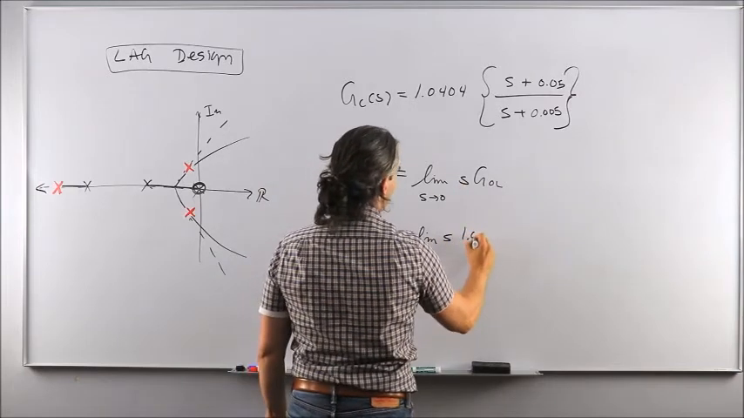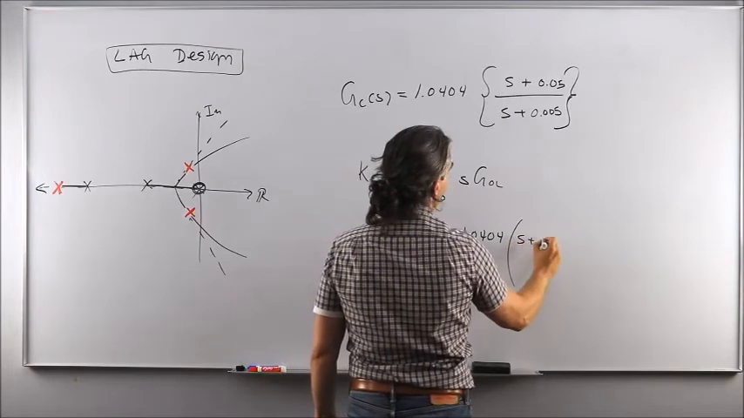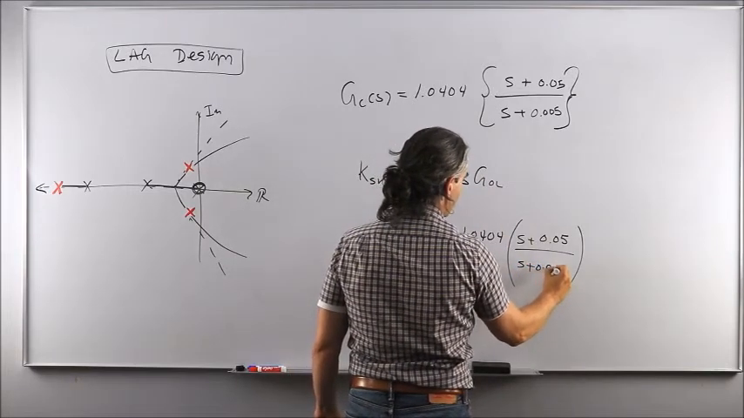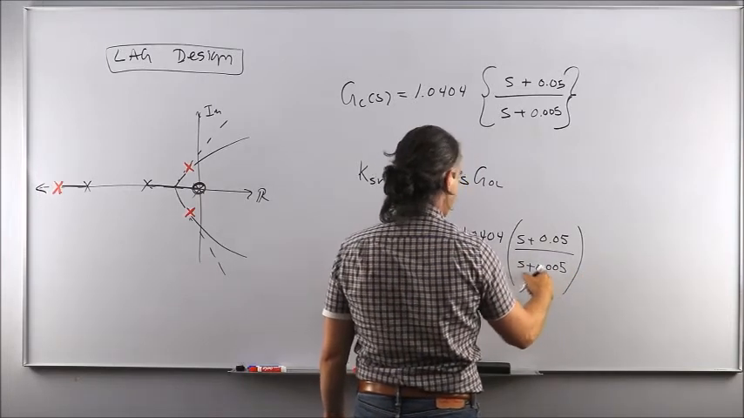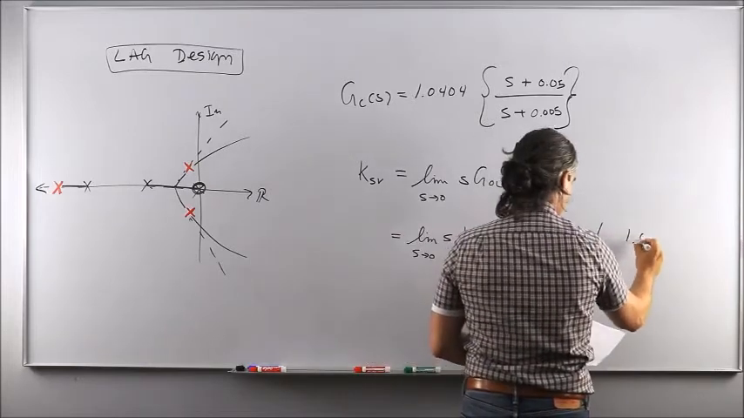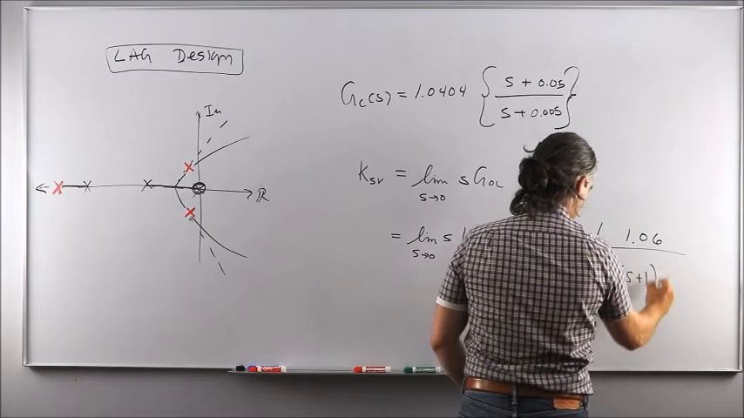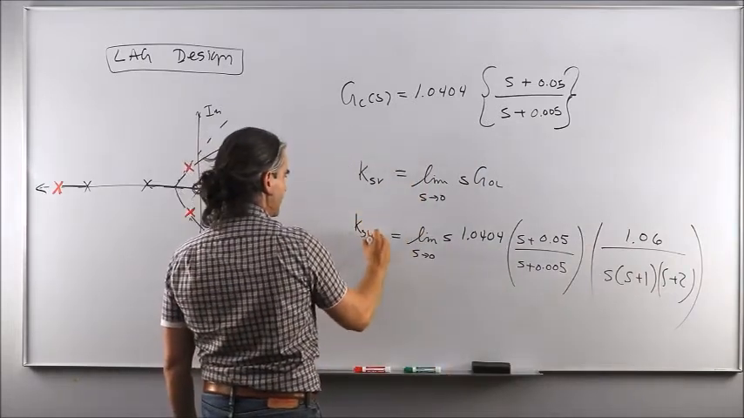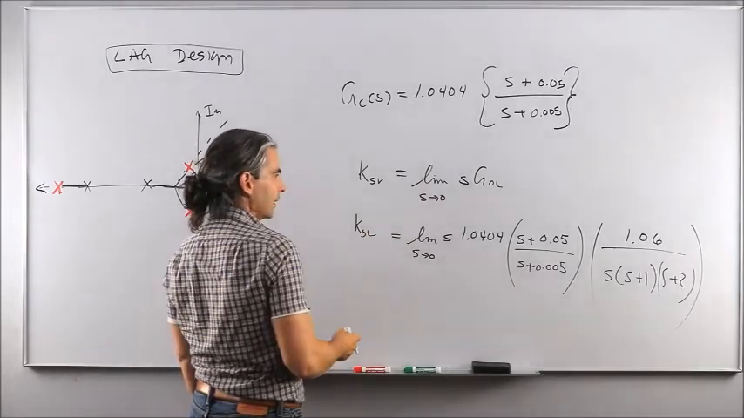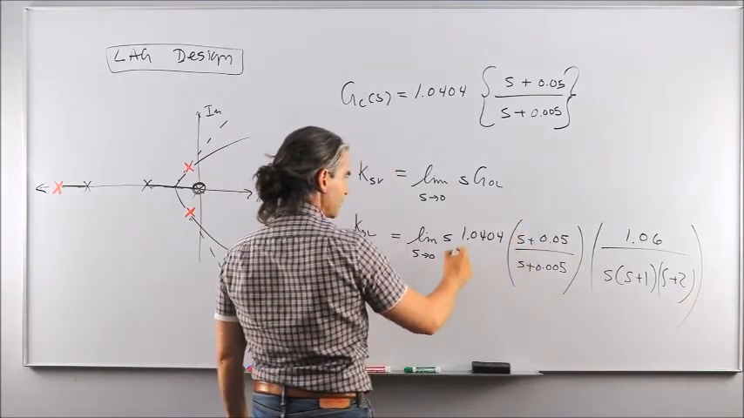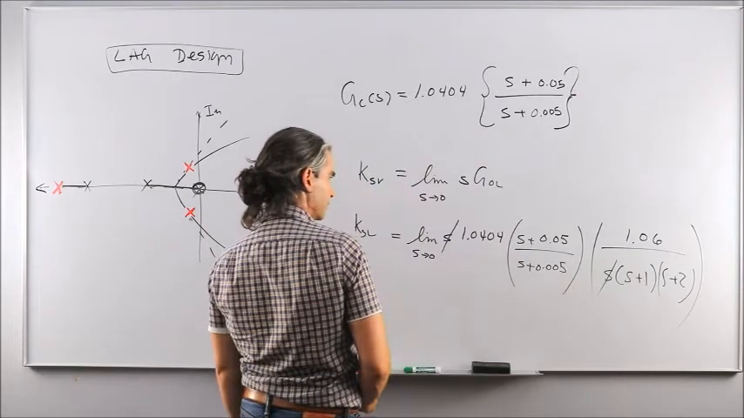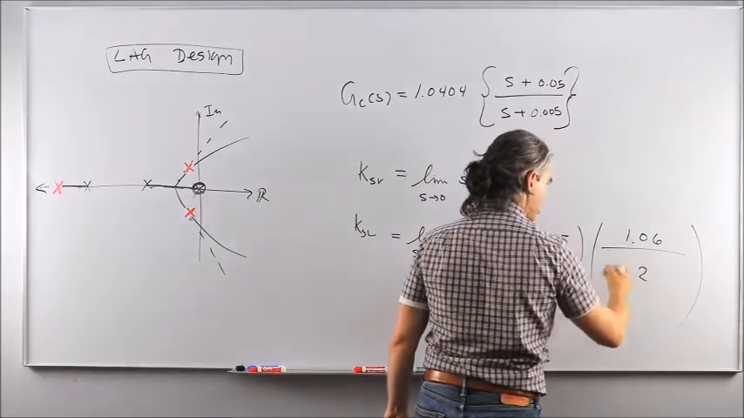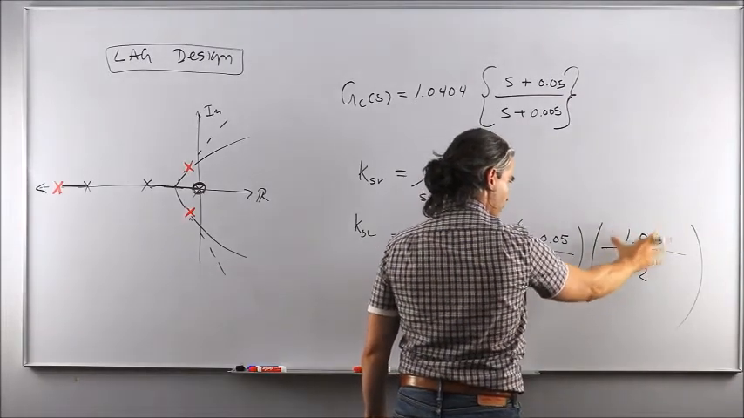So s times 1.0404 times (s plus the location of the zero you had wisely selected to be 10 times further to the left than the position of the pole you had wisely selected to be very close to the origin, right?) times the original open loop transfer function, 1.06 over (s plus 1)(s plus 2). Boom. So that's your new open loop. So now to get Ksv, you want to evaluate this as s tends to zero. So this s cancels out this one, and you'd be left here with 1 plus 2, or just 2, right? That is the original Ksv we had just by looking at our original open loop, if that makes sense.